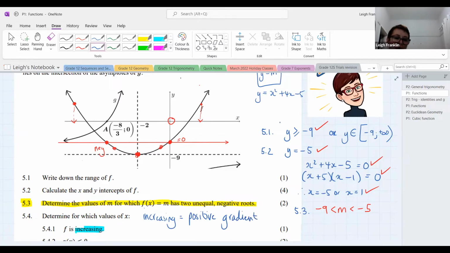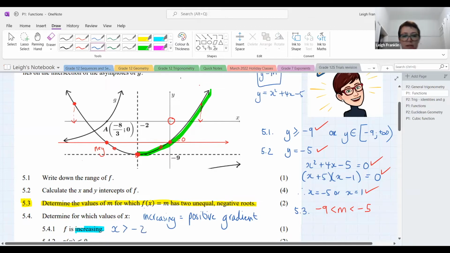So where is the gradient now positive? In other words, that region of the graph where it is increasing, the gradient is positive, is from the turning point onwards. So how shall we write that? Where x is greater than -2. Well done. We're going to get 1 mark for that. Good job, everybody. Next question.